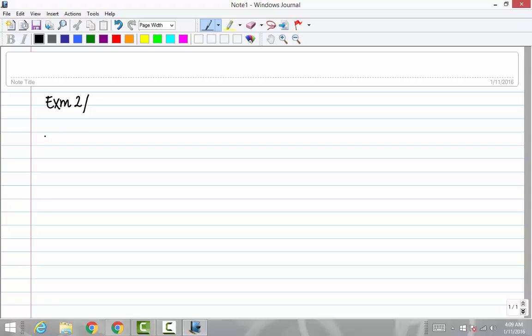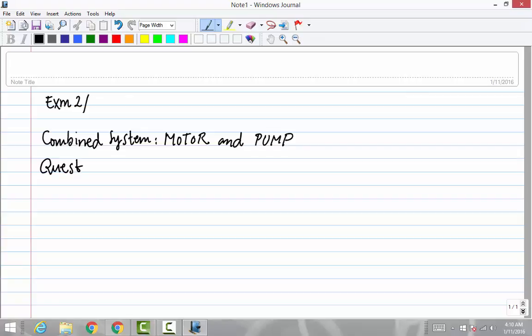So in the beginning, at first sight, we realize that we have, let me write it this way, a combined system which consists of a motor and a pump. And the question is the mechanical efficiency of the pump.